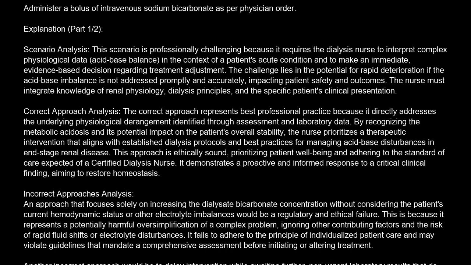An incorrect approach is one that focuses solely on increasing the dialysate bicarbonate concentration without considering the patient's current hemodynamic status or other electrolyte imbalances. This would be a regulatory and ethical failure, because it represents a potentially harmful oversimplification of a complex problem, ignoring other contributing factors and the risk of rapid fluid shifts or electrolyte disturbances. It fails to adhere to the principle of individualized patient care and may violate guidelines that mandate a comprehensive assessment before initiating or altering treatment.